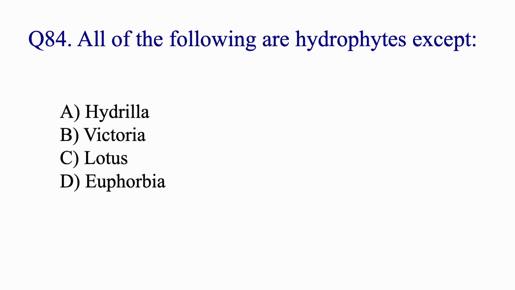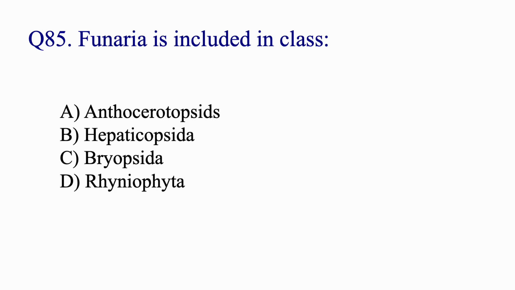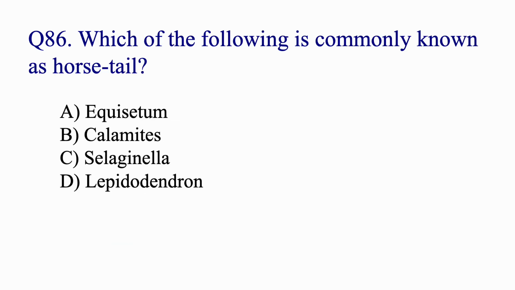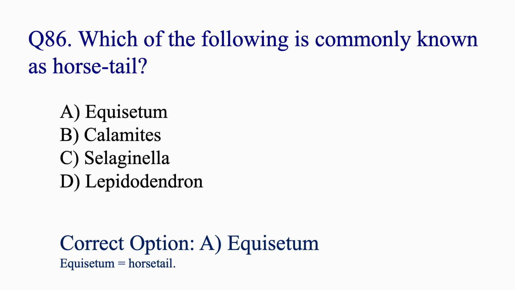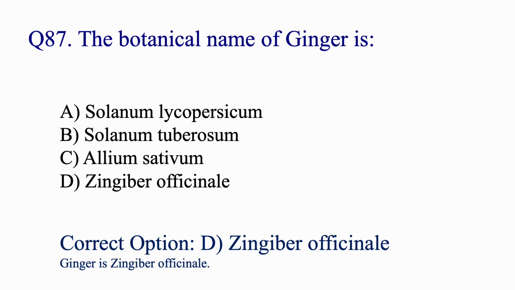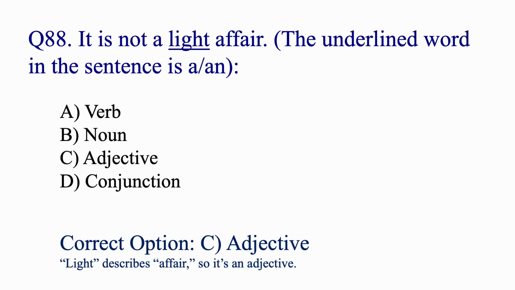All of the following are hydrophytes except euphorbia. Funaria is included in class Bryopsida. Which of the following is commonly known as horsetail? Equisetum. The botanical name of ginger is Zingiber officinale. It is not a light affair. The underlined word in the sentence is adjective, because light here describes an affair, so it is an adjective.